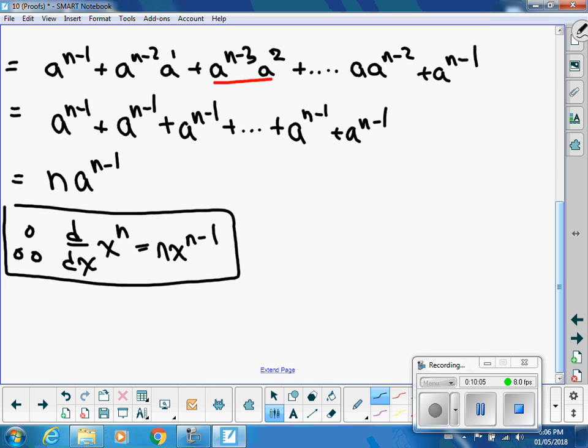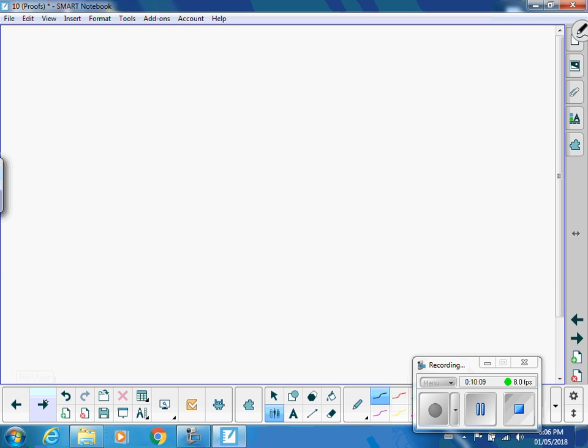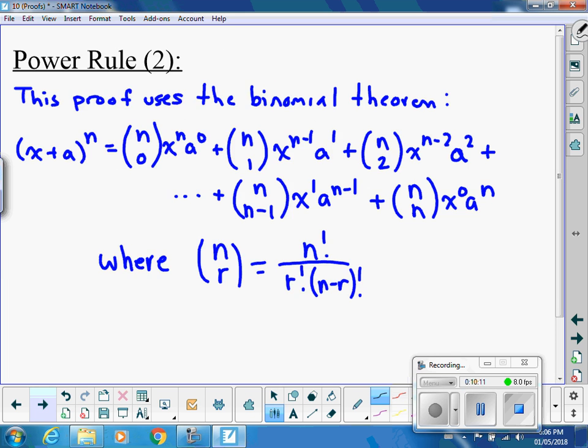Here comes version 2. For this one, we're pulling in a different tool. For version 2 of this proof, we're going to use what's called the binomial theorem. For those of you who took data last semester, you've seen this thing before. The choose terms, this whole n over 0, that's what's called a choose term. It really relates to Pascal's triangle.